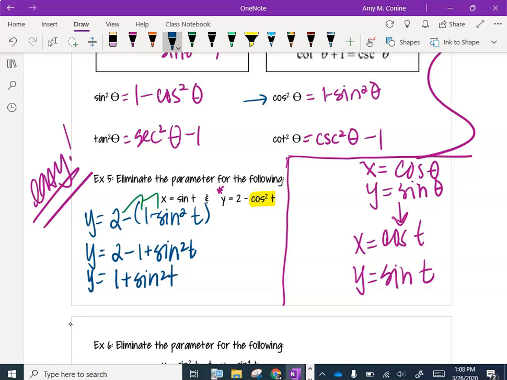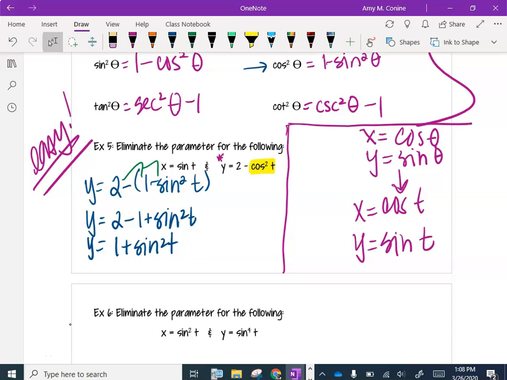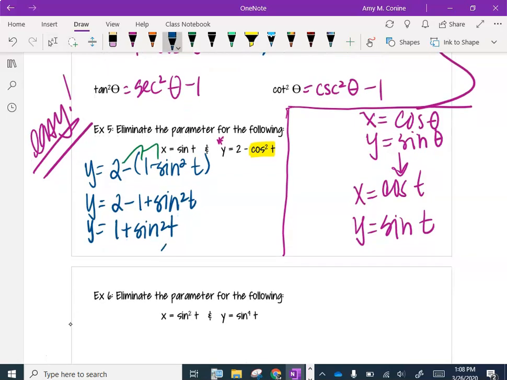Now I'm not done because my parameter is not eliminated. I still have the t in there. I don't want it in there. I want it to go away. So I have to start thinking about my other equation. You're probably wondering, why did I choose this equation first? Well, if you look at x equals sine t, there's not much we can do with that.